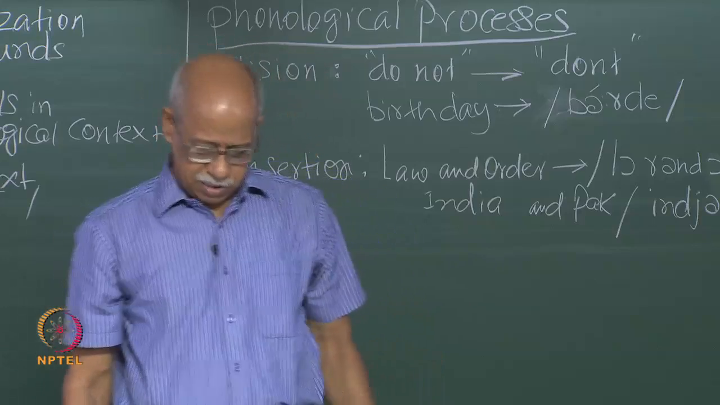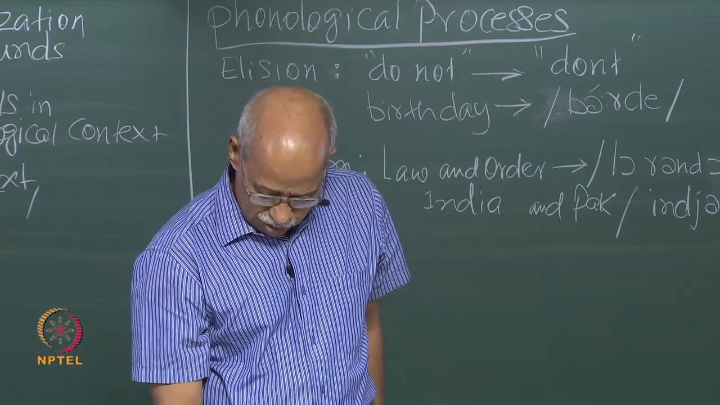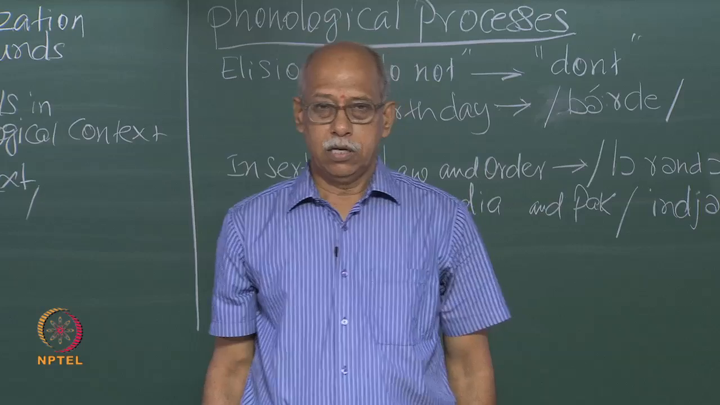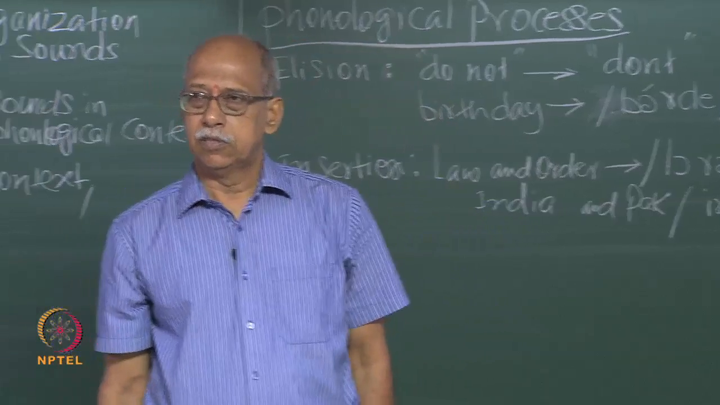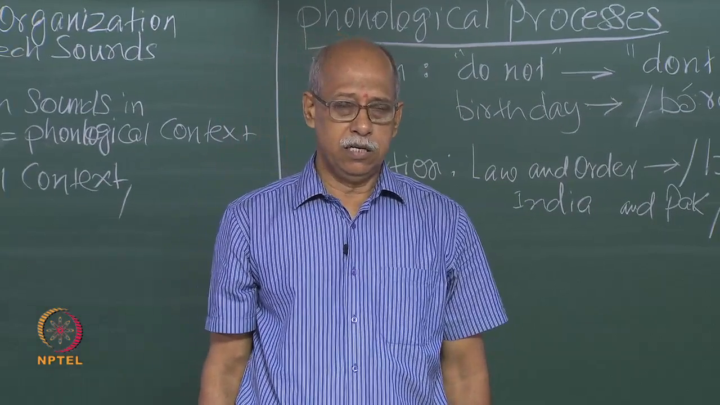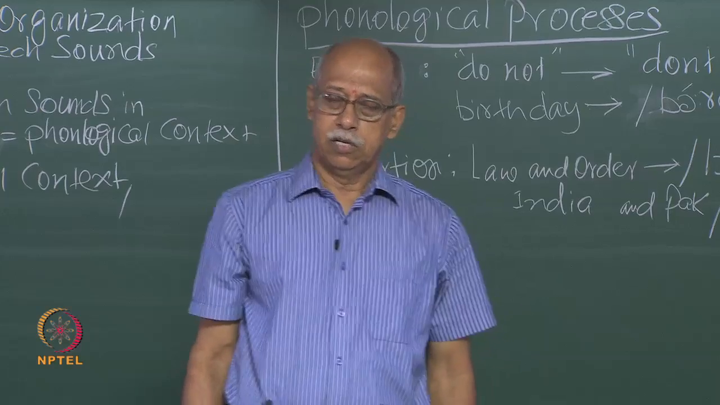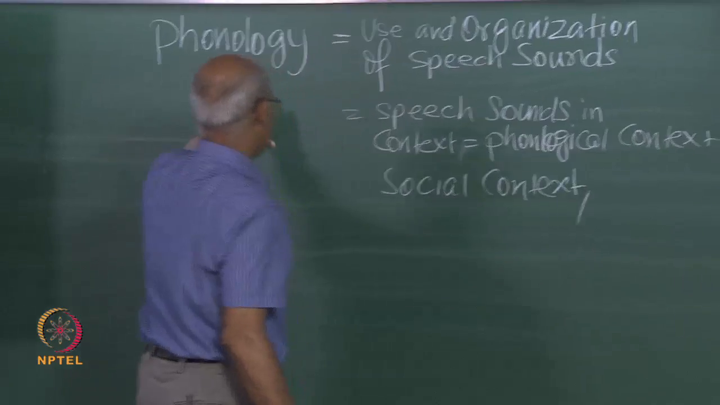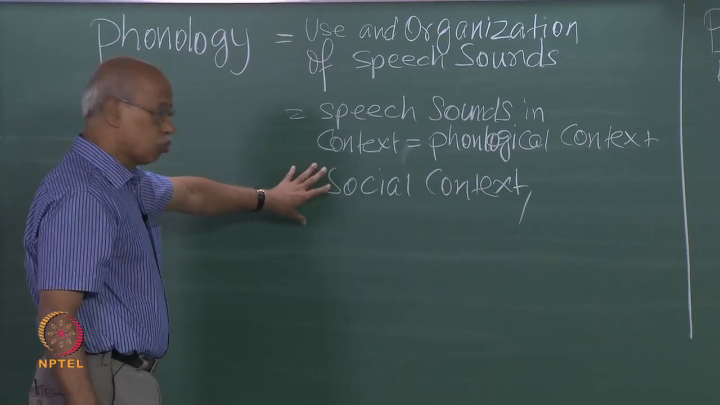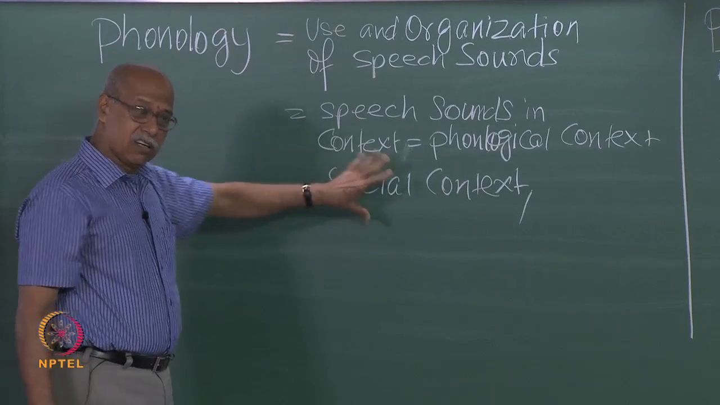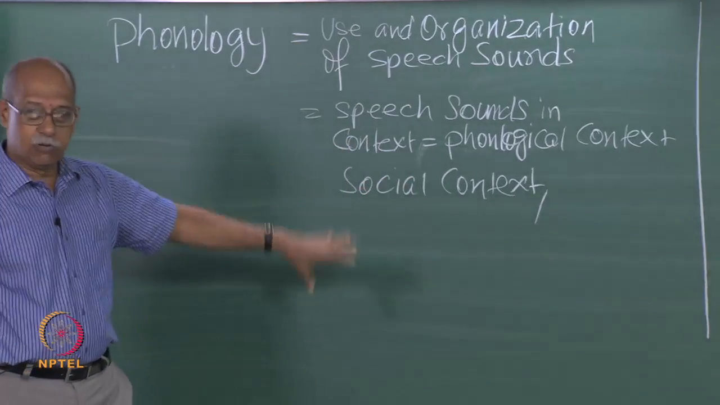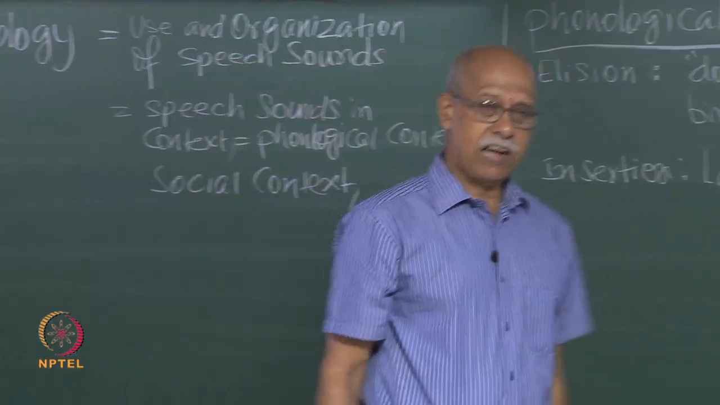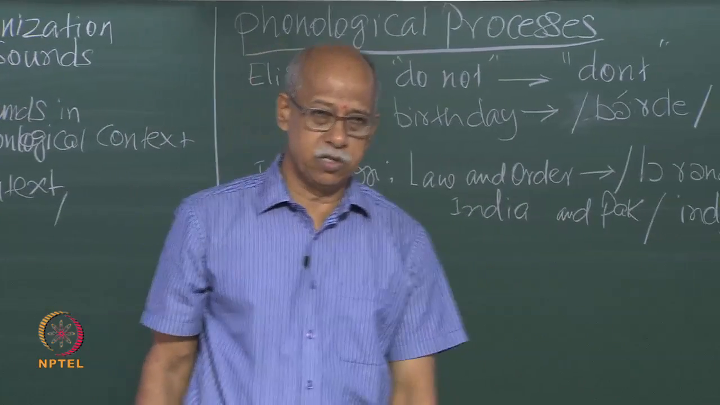There is no point giving you many more examples. I am sure you agree that variations come in natural languages because of variation in contexts. There is phonological context, there is social context, there are other kinds of emotional, linguistic and paralinguistic or extra linguistic factors that influence your speech.